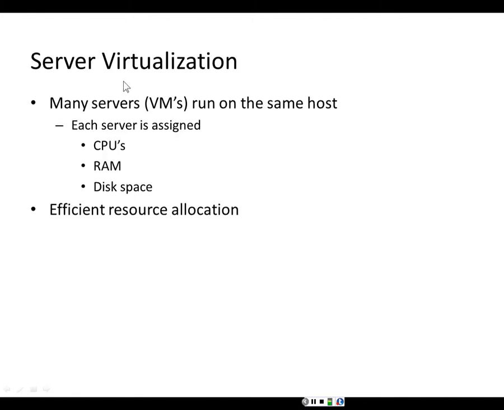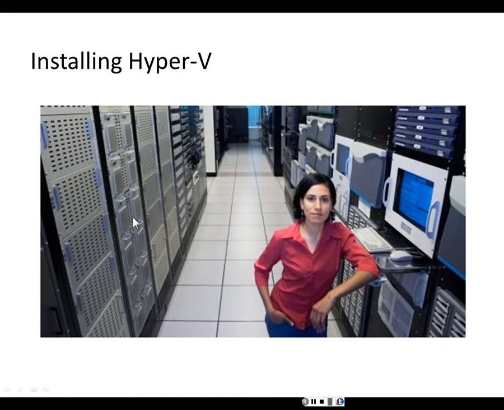In server virtualization, we have multiple server operating systems, which are called virtual machines, running on the same host. Each virtual machine is assigned a different number of CPUs, a different amount of RAM, and a different amount of disk space, and the advantage is a more efficient allocation of resources. And this concludes our general overview of what is virtualization and why we use it. Let's now move on to installing Hyper-V on one of these big old blade servers.